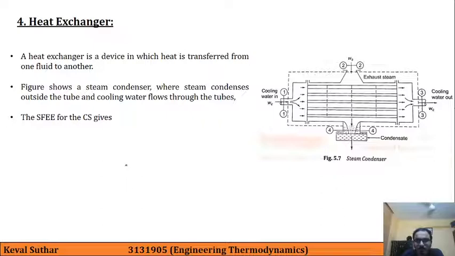Let me repeat this part, that here the SFEE is given by this formula because here we have 2 entries. That is, first is the entry of cooling water and here the entry of steam. So this will be the entry, and here this will also be an entry, and here this is the exit of cooling water, that is over here at section 3. So this is exit and this is also exit.